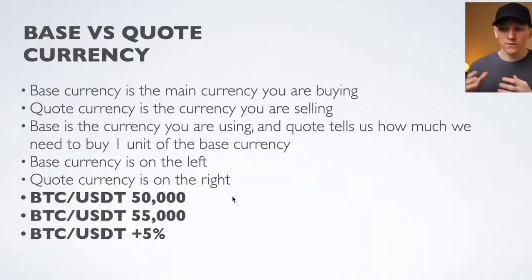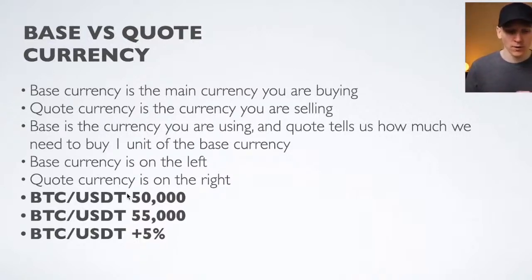So now we know that we trade currency pairs, we can look at the base versus the quote currency. So this is really important to know when you are trading. Here is how it will look. The base currency is the main currency that you're buying. So if you want to go ahead and trade Bitcoin, you can see down here that Bitcoin will be on the left-hand side. That's the base currency. The quote currency is the currency that you're selling or using to buy the base currency. So the base currency you are using, in this case, we can see BTC, it's definitely Bitcoin. And the quote currency tells us how much we need to buy 1 unit of the base currency.